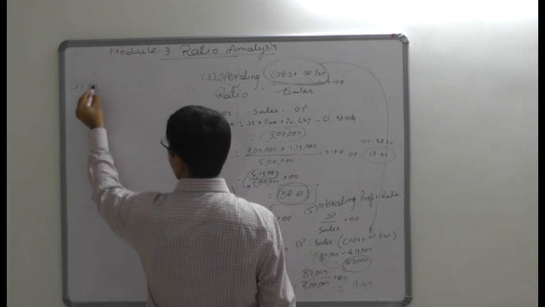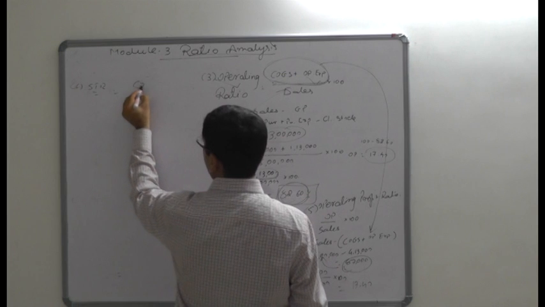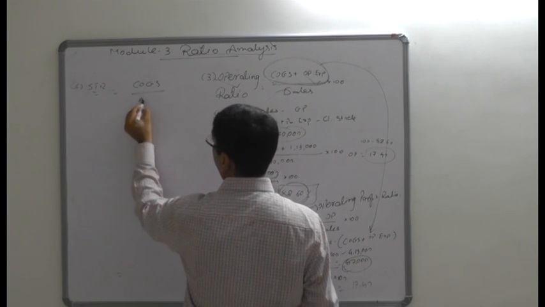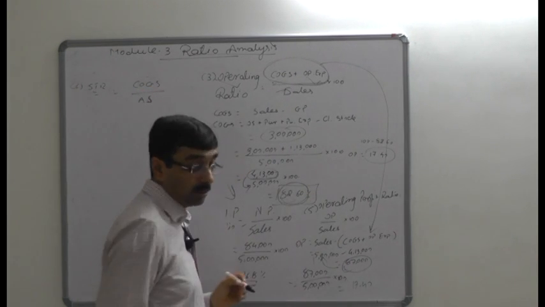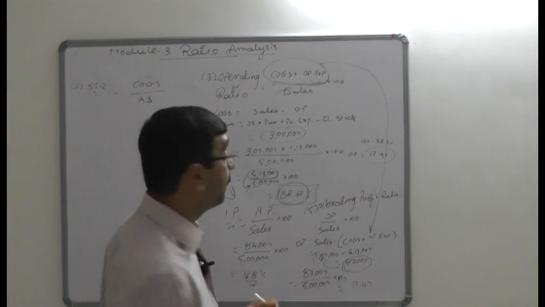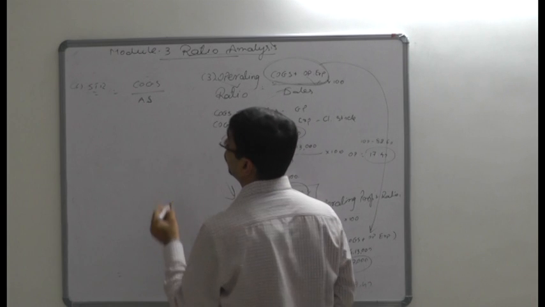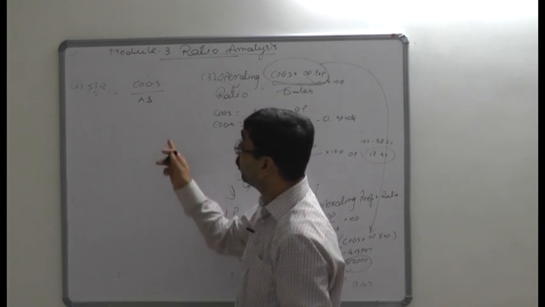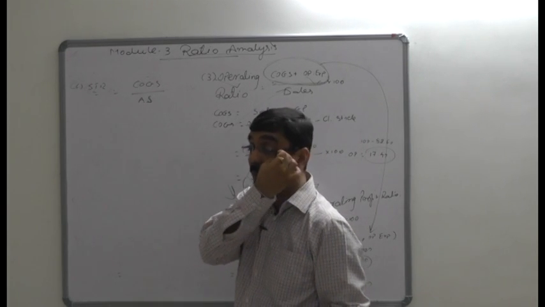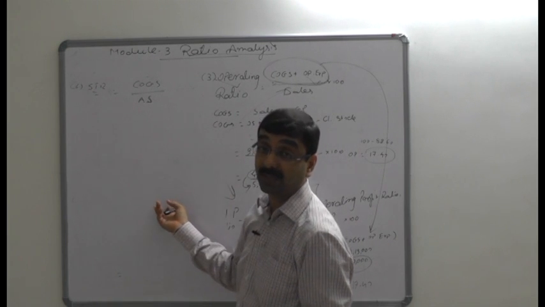The stock turnover ratio is cost of goods sold divided by average stock. Now here I want to tell you this ratio is always found in number of times. This cannot be found in percentage. So this ratio is not found in percentage, but in times.